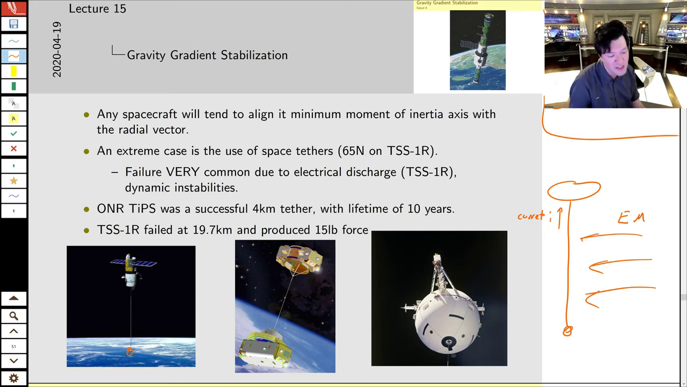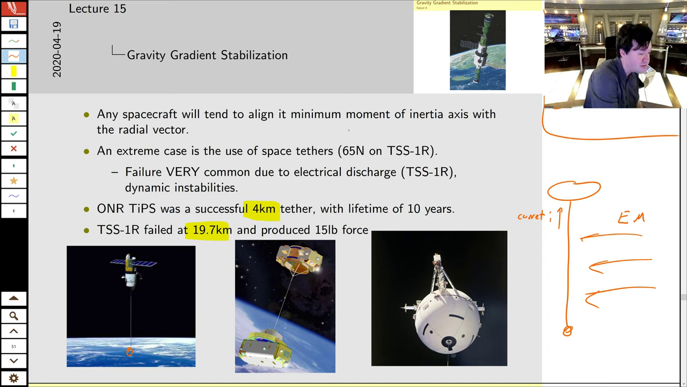So if you have a long tether, you can generate electricity by passing through the EM field lines of the Earth. Unfortunately, the tethers that we're talking about are kilometers in length, right? A 4-kilometer tether, for example. 10-kilometer tether, right? And when you get that long, very small structural failures in the tether can become important.